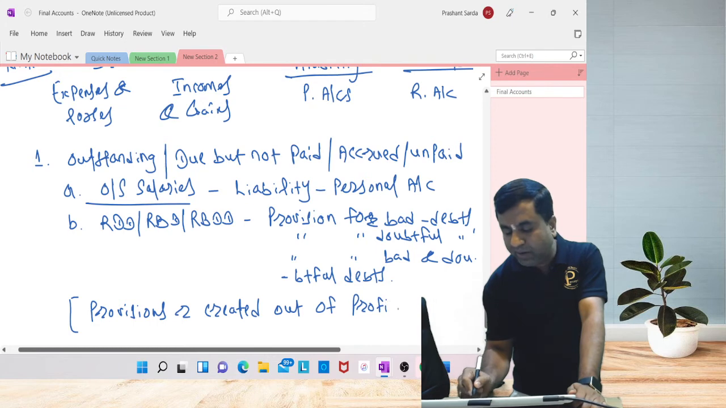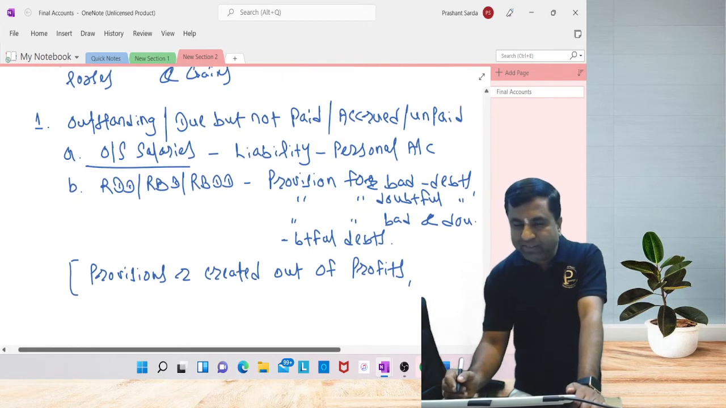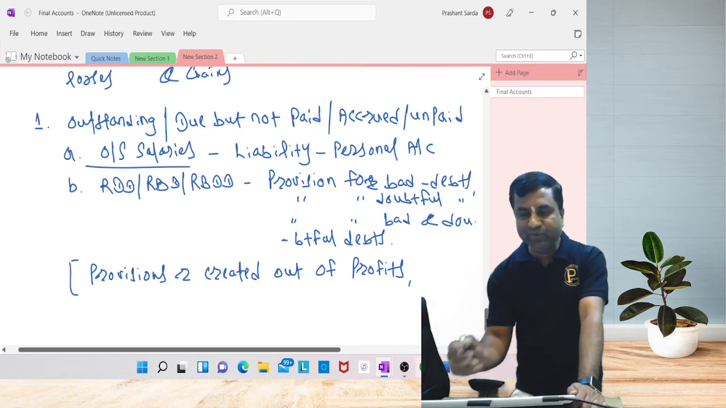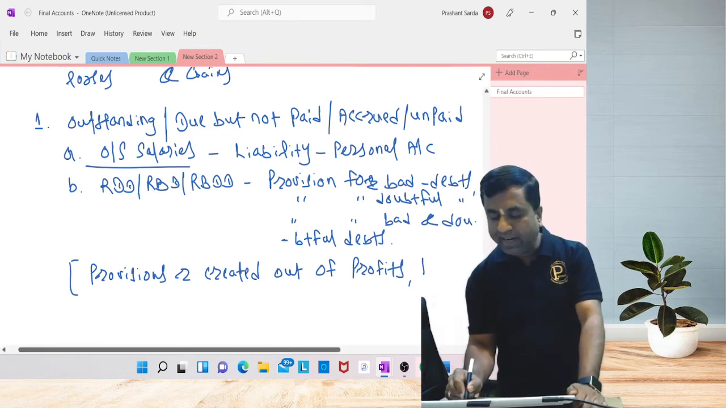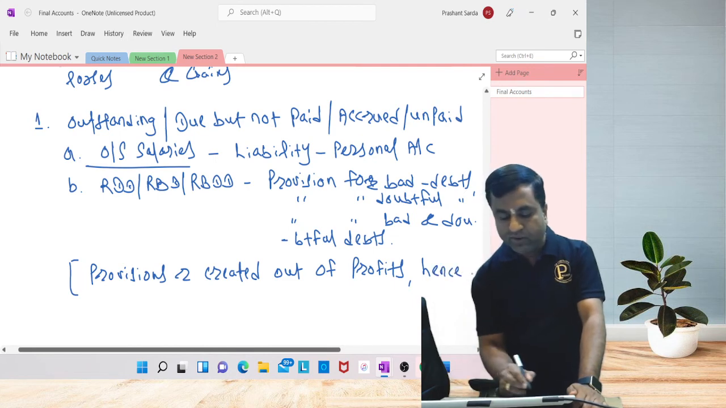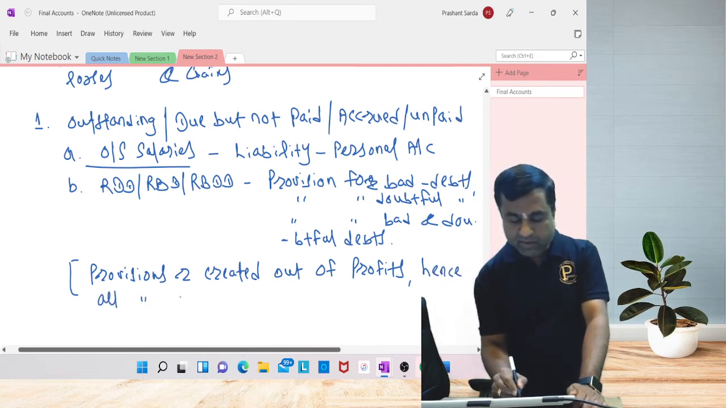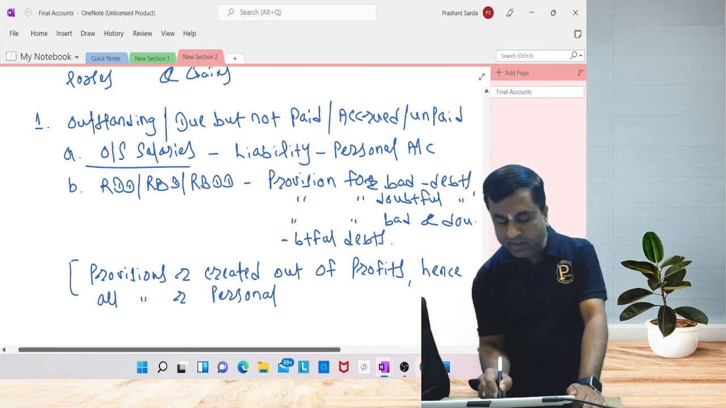Profit is also a liability and liability is a personal account. तो किसी तरह की provision भी हम profit से ही करते हैं, और obviously ये फिर से personal account बन जाता है. Provisions are created out of profit and hence all provisions are personal accounts. इसलिए सारे provisions याद रखिए personal accounts आते हैं.